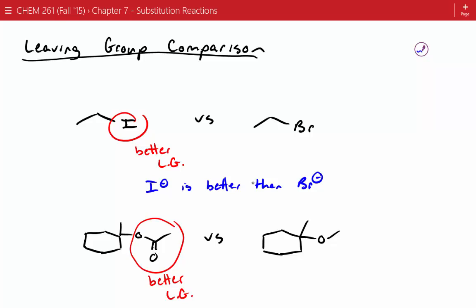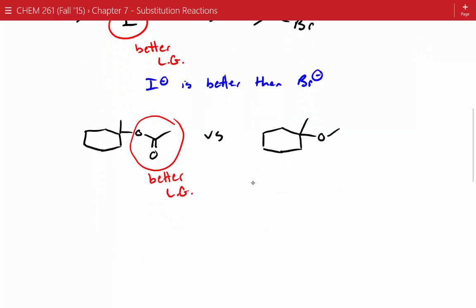And why is iodine more stable than Br minus? It's bigger. So we're going back to our rules that we had for conjugate bases. As you increase in atomic size, you increase stability, right? So I minus is better than Br minus. Same thing with this one. We can say, all right, acetate is better than methoxide. And this is due to resonance, right? I heard somebody say resonance earlier. So when we're looking at leaving groups, we're using the exact same logic that we use for our conjugate bases, right?